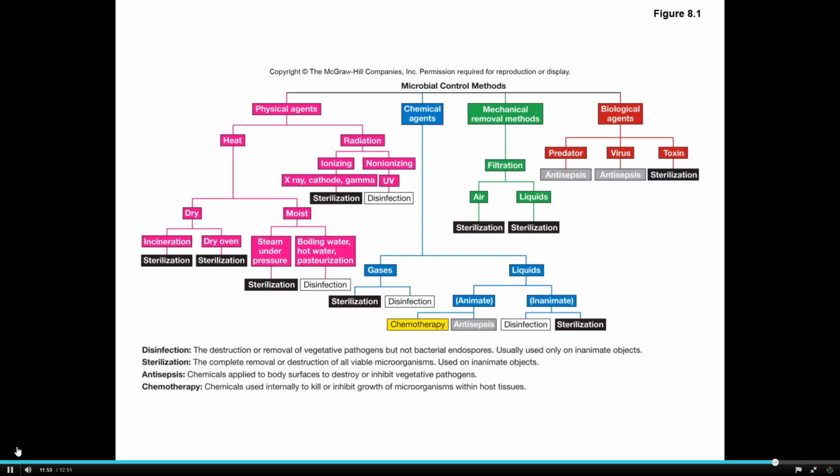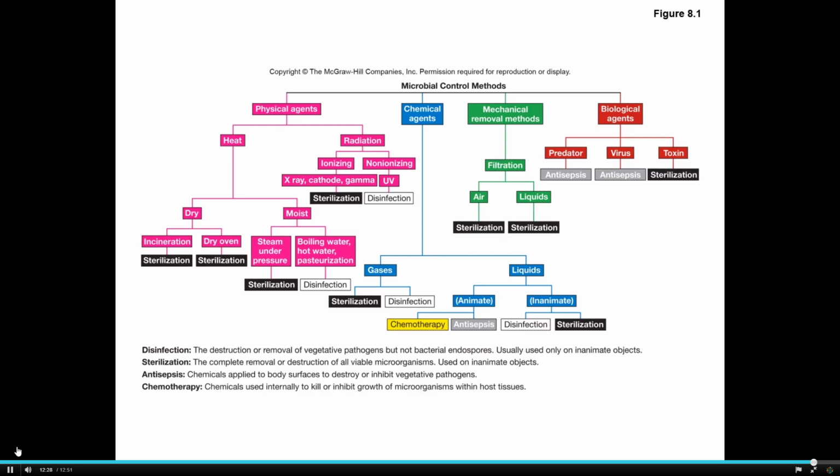This last slide is actually a table of contents slide for the entire chapter in a visual format. So at the top you see microbial control methods, and on the left in pink are all of the physical agents, and we're going to look at pretty much all of those. What I like about this image is that it tells you if the particular method sterilizes or simply disinfects. Down the middle in blue, the chemical agents, we're going to look at those, and again, some sterilize, some disinfect.